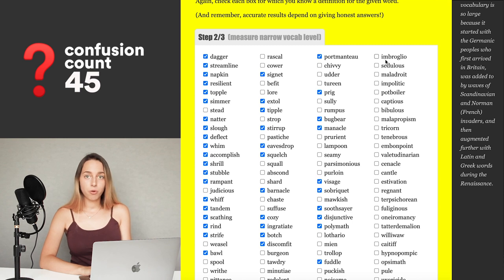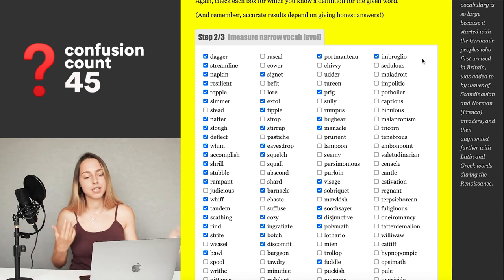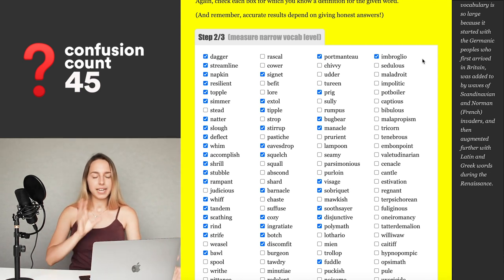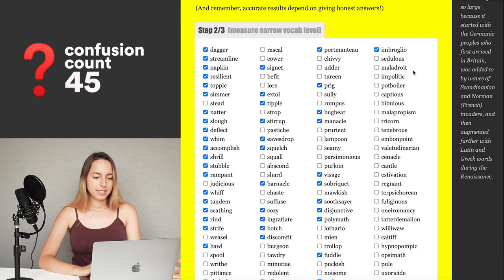Next is imbroglio, and this sounds Italian, and surprisingly, I know what that is. It means a very confusing situation, I guess, and I don't remember where I know that word from, nor how I know how to pronounce it, but it's definitely imbroglio, maybe because it sounds Italian, and I guess, yes, the roots of these words are Italian. Sedulous, no.